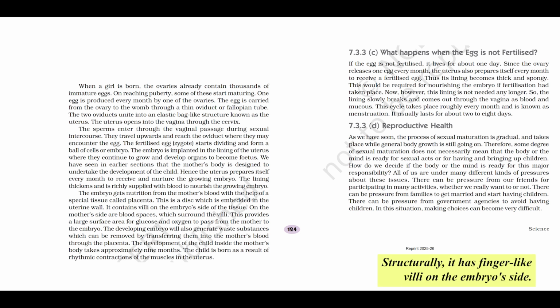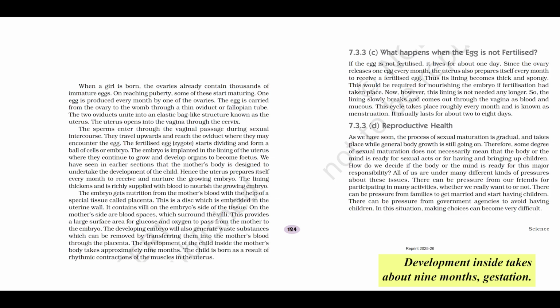Structurally, it has finger-like villi on the embryo's side. These villi are surrounded by blood spaces on the mother's side, which creates a huge surface area for efficient transfer. Functionally, it's the critical exchange point. Nutrients, glucose, amino acids, vitamins, and oxygen pass from the mother's blood to the embryo. Conversely, waste products, CO2 and urea, from the embryo transfer to the mother's blood via the placenta for her systems to excrete.